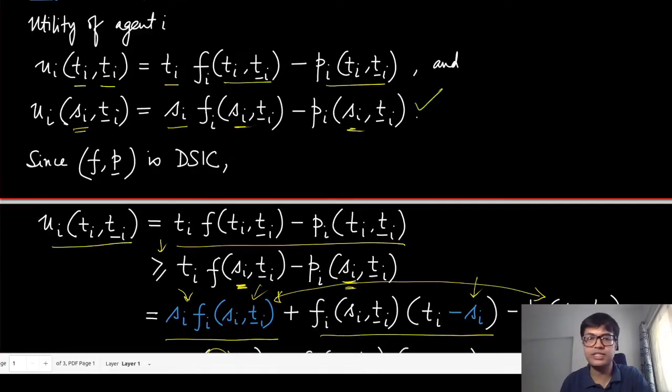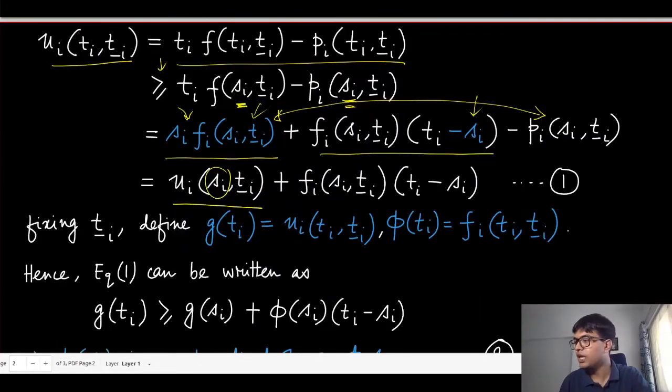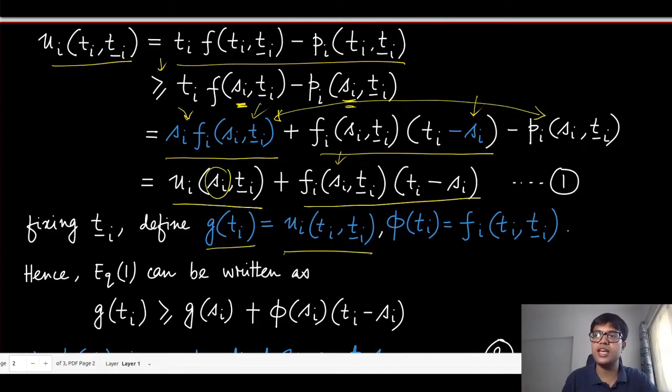So this is from the second equation here. And the second term is just going to be the difference between these two types, ti minus si, multiplied by the fi of (si, t minus i). Now, if we go back to what we have defined in the context of convex functions and subgradients, we can define this g(ti) function to be the utility function. So everywhere, just ignore the t minus i. T minus i is appearing everywhere. It is like the other agents' types, which are held fixed.